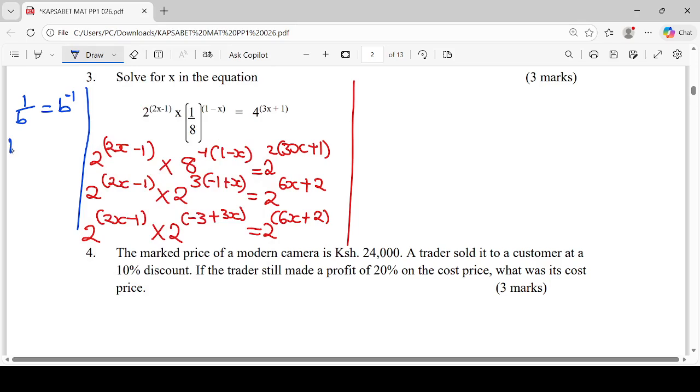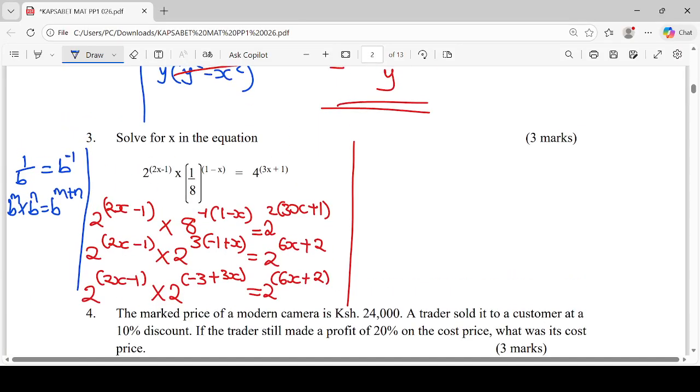B power m multiplied by b power n can be like b power m plus n. We call it the product law. When multiplying numbers with the same base, powers with the same base, you simply add the powers. So considering that law, I'm going to integrate it here. On the left hand side, I'm doing multiplication but with things that have the same base too. So I'm going to add my powers.